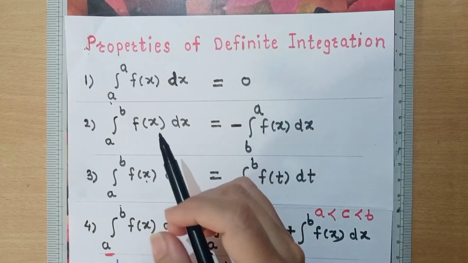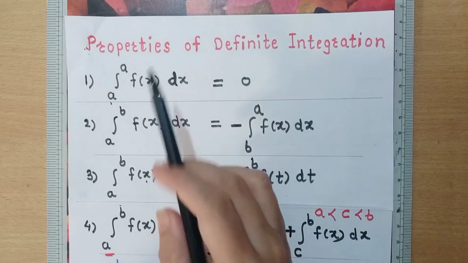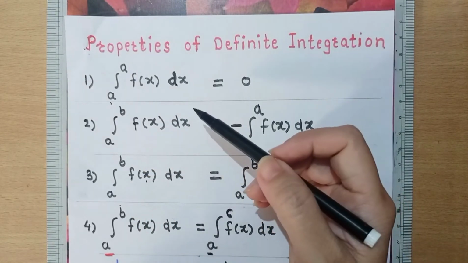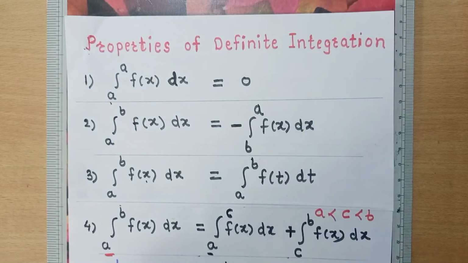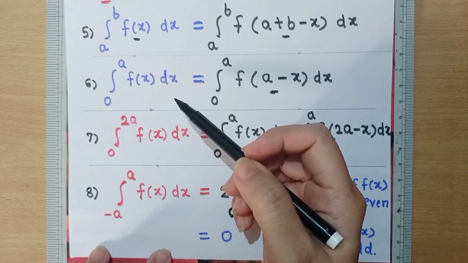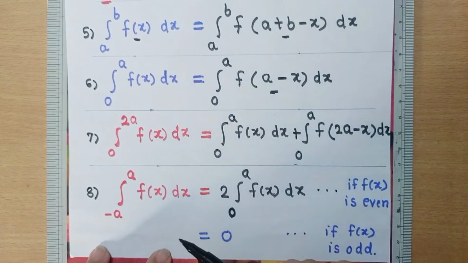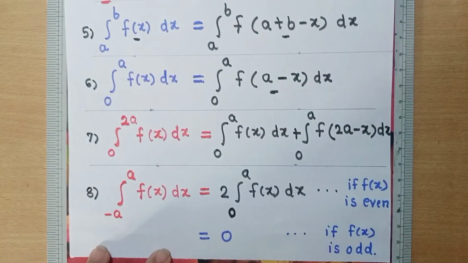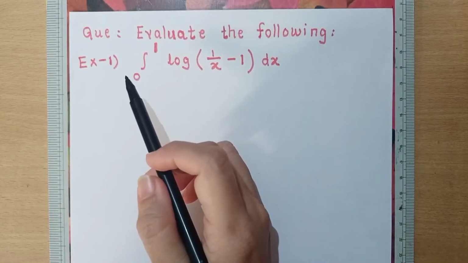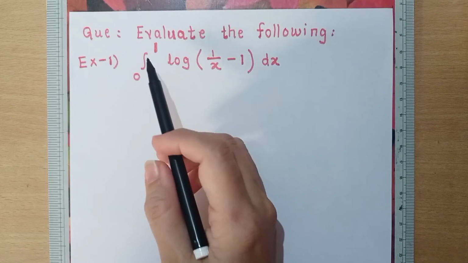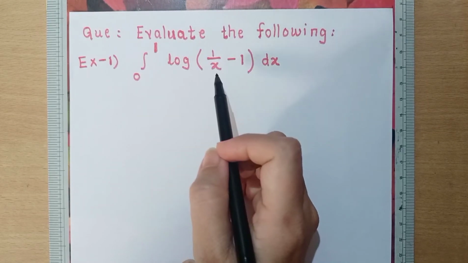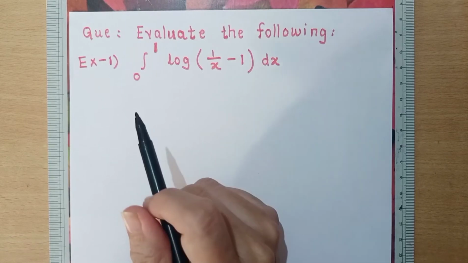Hello students, we have already seen the properties of definite integration and also studied the proof of these, and in this video we are going to solve examples based on these 8 properties. Let's solve this example from exercise 4.2: integration 0 to 1 log of (1 upon x minus 1) dx.